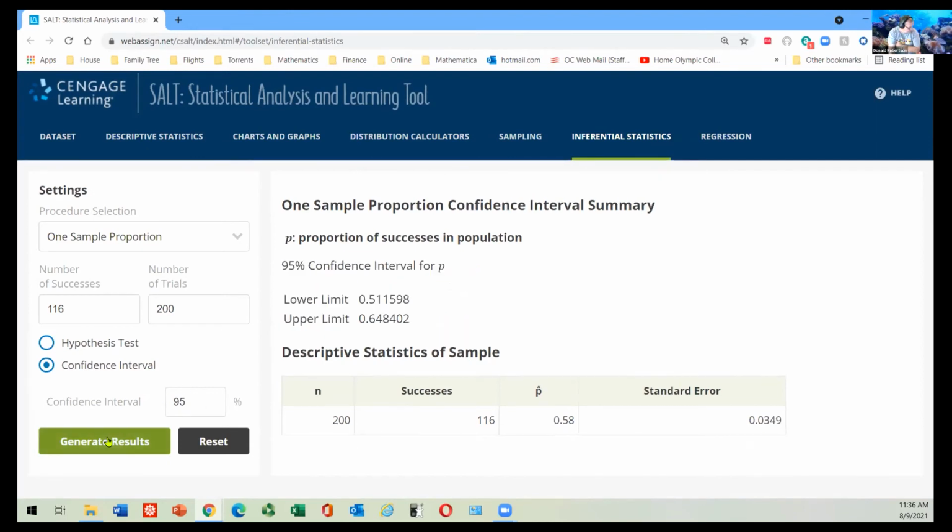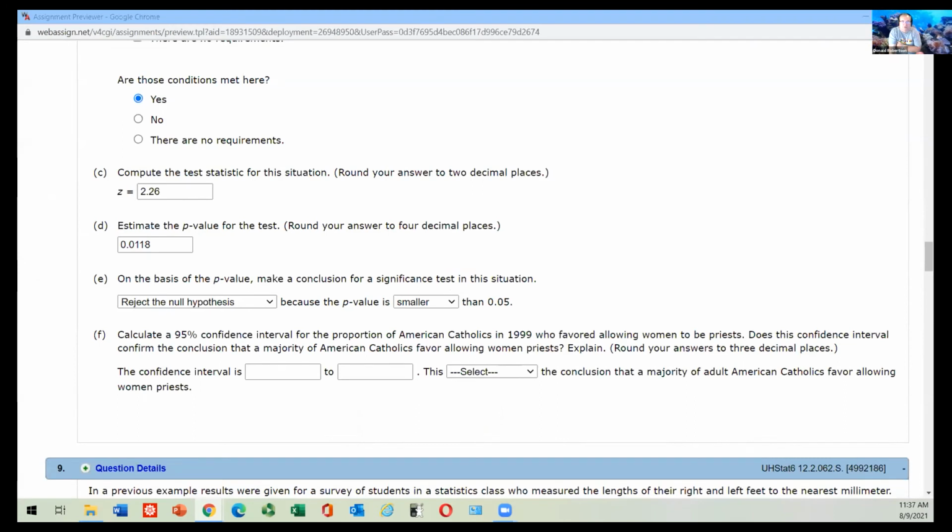When I generate the results, can you see the lower limit and the upper limit are there? And so the lower limit was this number. And the upper limit was this number. I'm just copying and pasting. And they want it to 3 decimal places. So that guy to 3 decimal places.